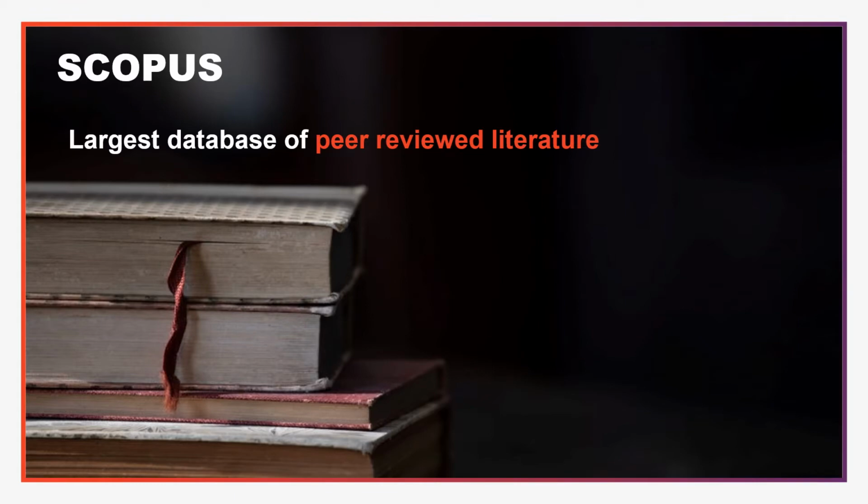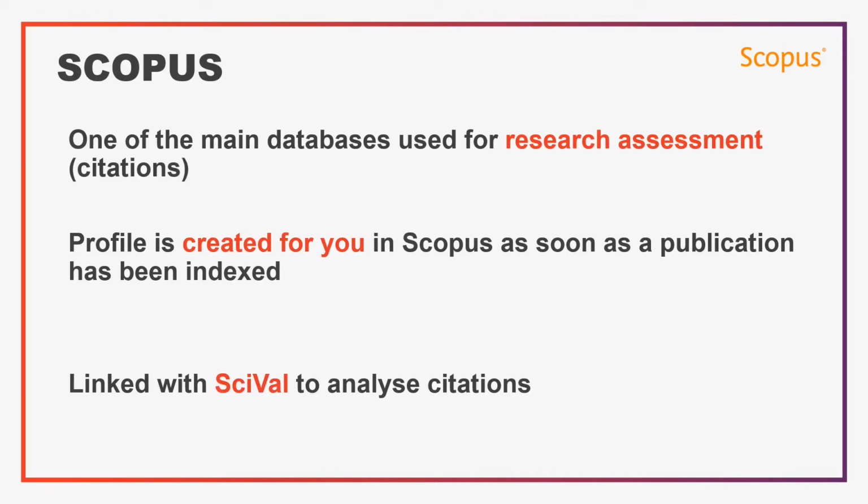Scopus is the largest database of peer-reviewed literature, and the database is mainly curated by a team of people. Scopus is one of the main databases used for research assessment, as the Times World University Rankings use Scopus citations for their rankings data. You cannot create a Scopus profile yourself, as once a publication you have authored has been indexed in Scopus, a profile is created for you.